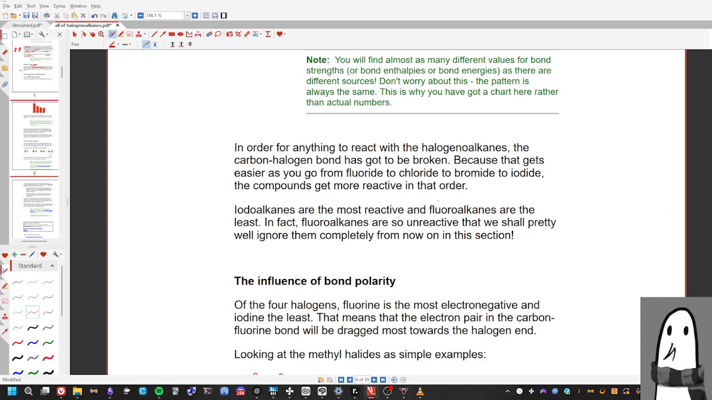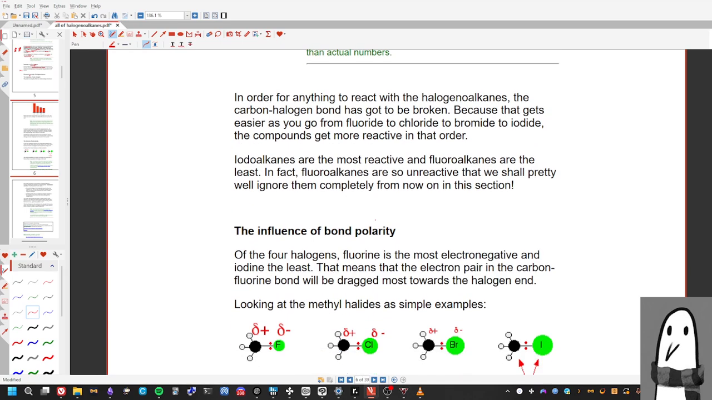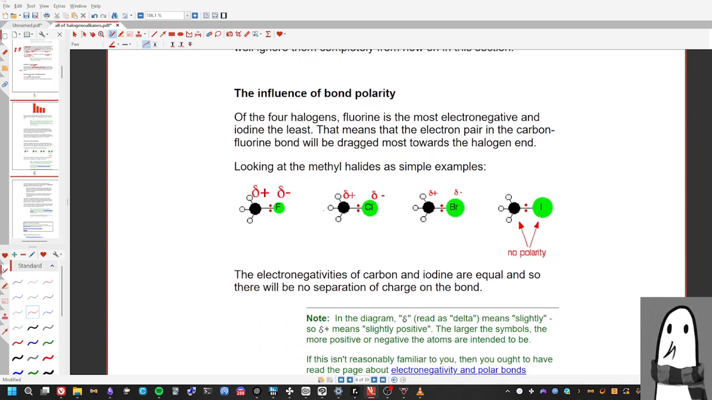It becomes more reactive because it requires less energy. Iodoalkanes are the most reactive and fluoroalkanes are the least. In fact, fluoroalkanes are so unreactive that we shall. Okay, so again, as you get a stronger bond, it becomes less reactive because you just don't have enough energy to break it more often than not.